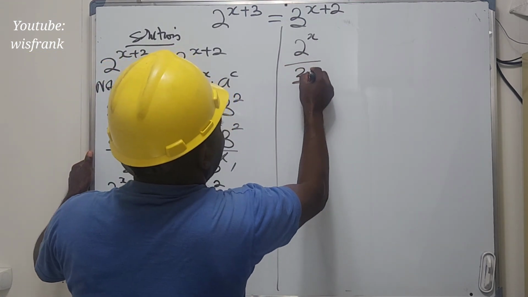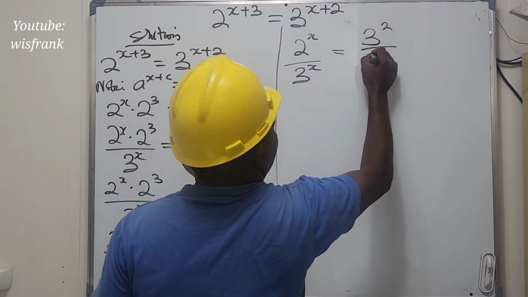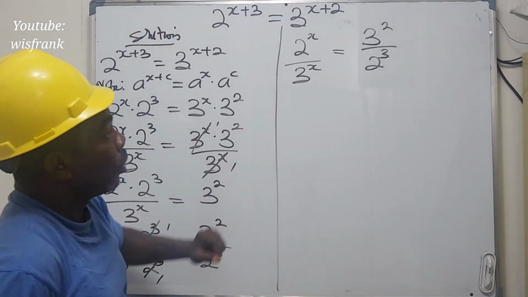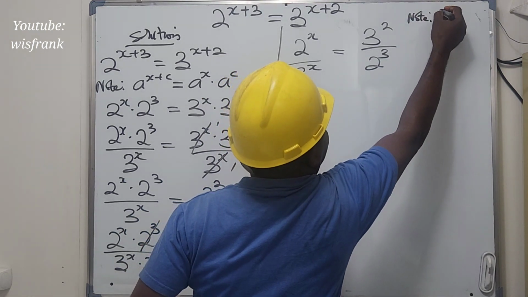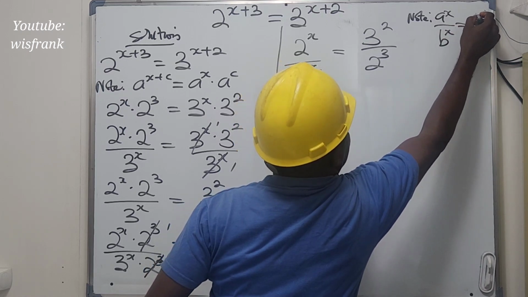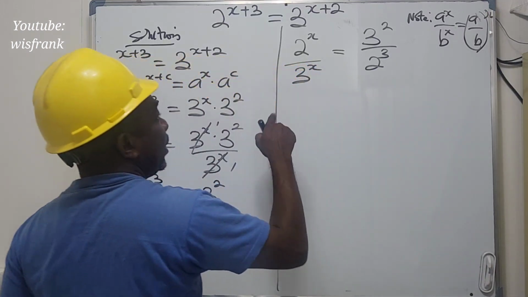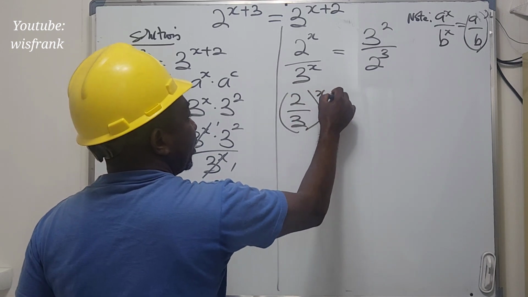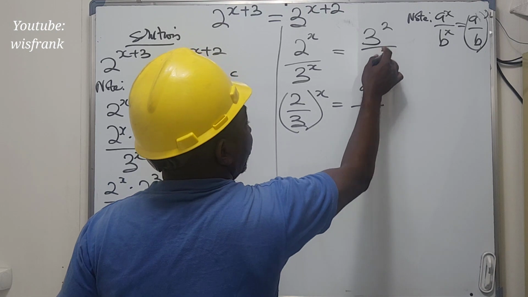So we have 2 to the power of x divided by 3 to the power of x equals 3 to the power of 2 all over 2 to the power of 3. Here we recall another law. When we have a to the power of x all over b to the power of x, it is the same thing as a over b all to the power of x. In this case, this can be written as 2 over 3 all to the power of x equals, 3 to the power of 2 is 9 and 2 to the power of 3 is 8.